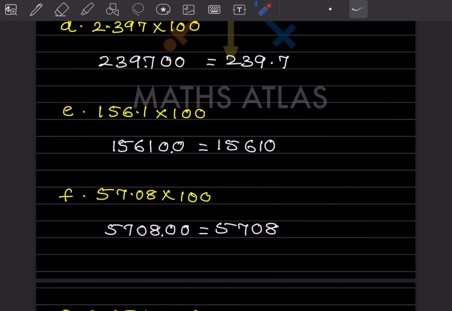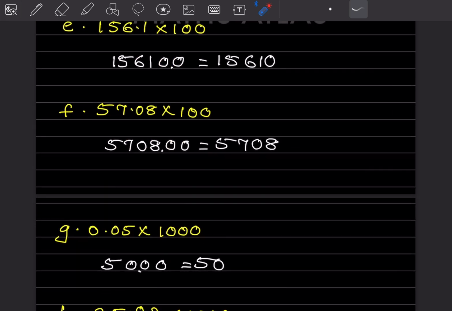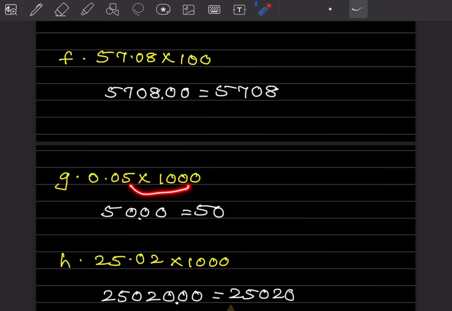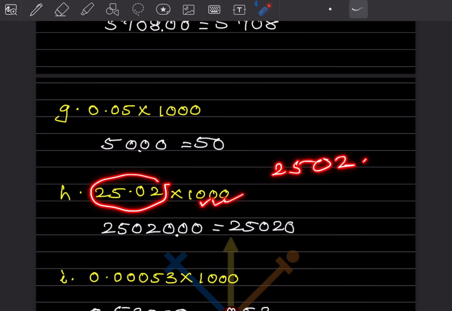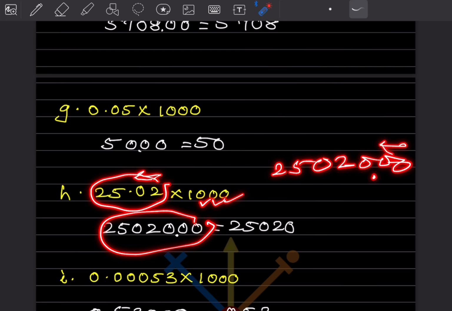Now we will see after two numbers is a decimal. After two here the decimal, so that is going to be 0.00, which means 5708. Same here, when you multiply this one, that is going to be 5000. After two numbers the decimal, that will be 50.00, which means 50. Here you will write 2502 and 1, 2, 3 zeros. Same here, you will go backwards by 2. So that is going to be 25020.